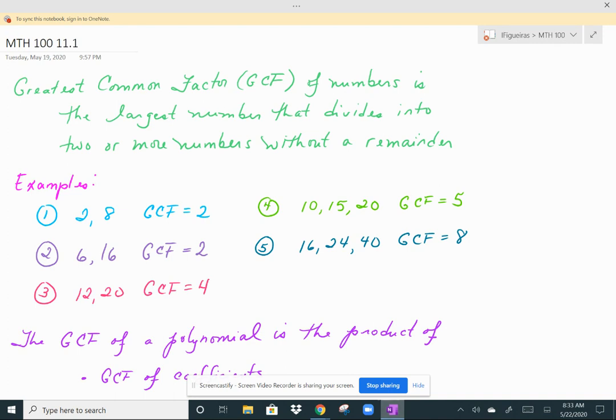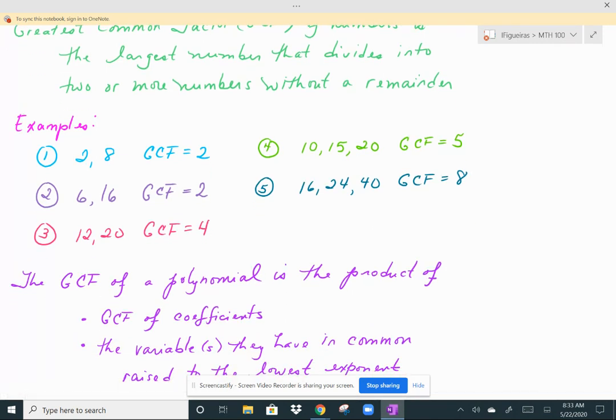So, to review this topic, here are a few examples. If I said, what is the GCF of 2 and 8? Well, the largest number that will divide into both 2 and 8 is 2. Now, of course, there are other numbers that divide into 8, not 2. 2 is a prime number, meaning it's only divisible by 2 and itself. 8 is also divisible by 4, but 4 does not divide into 2 evenly.